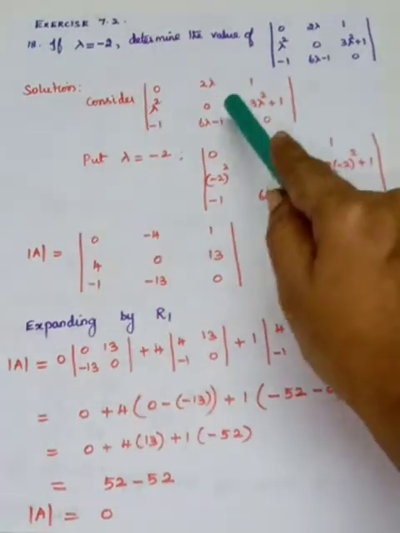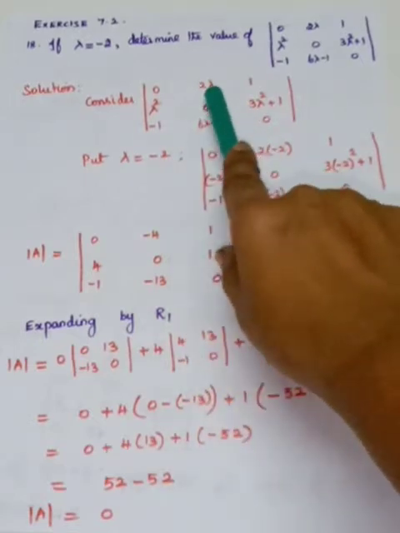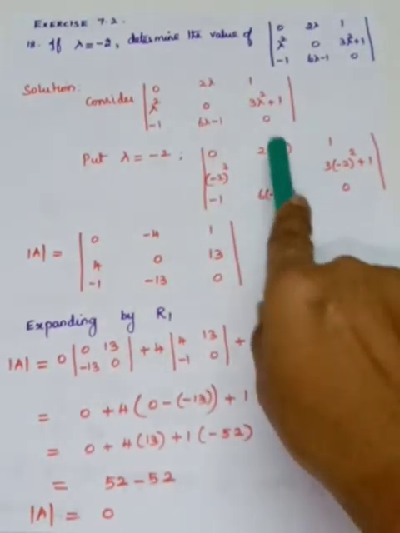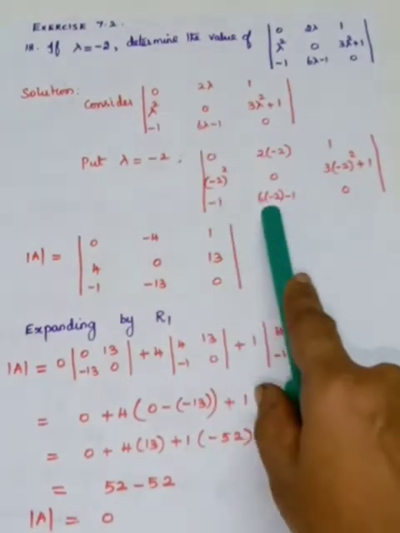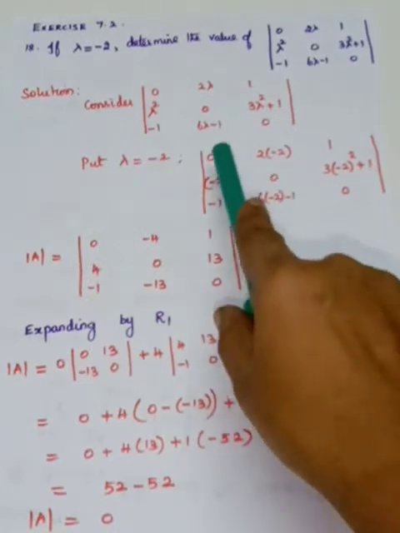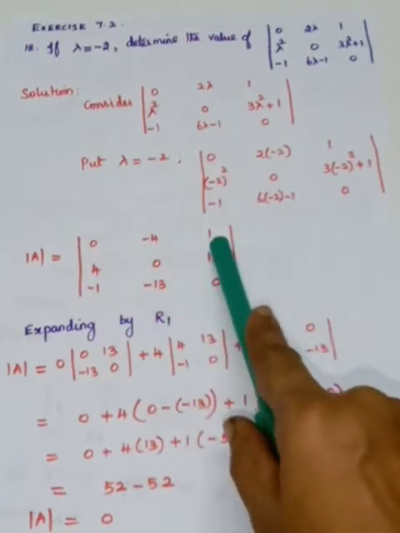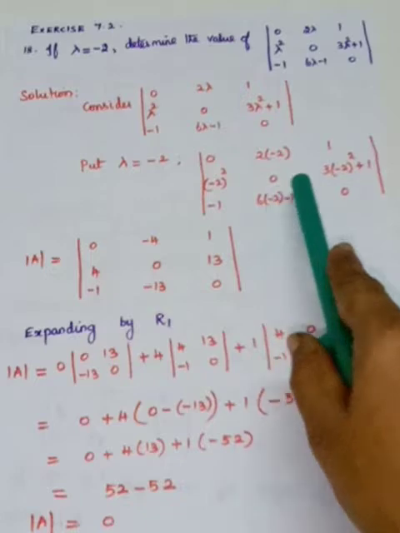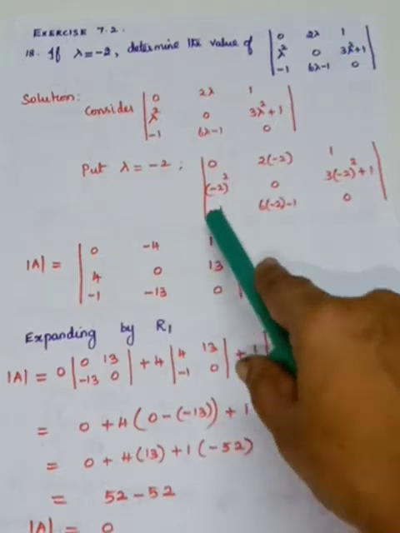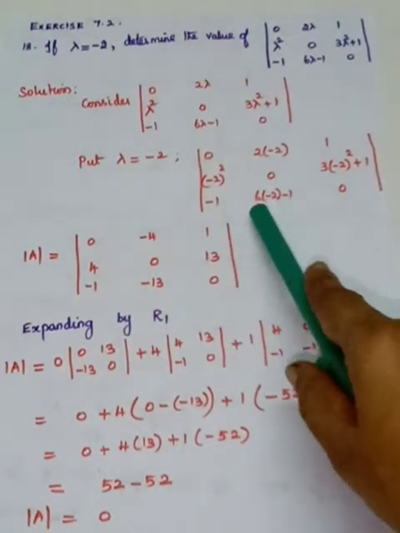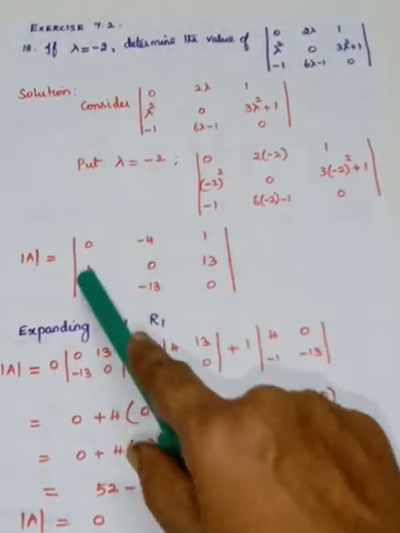Okay, so I'll consider the determinant. In that I have to substitute lambda equal to minus 2. Wherever you have lambda, you have to substitute minus 2. Here, 3 into minus 2 the whole square plus 1. Here you have 6 into minus 2 minus 1. So it is 0. 2 into minus 2 is minus 4. Here 1. Minus 2 the whole square is 4, 4 3s are 12, 12 plus 1 is 13. And here minus 1 is written as it is. 6 into minus 2 is minus 12, minus 12 minus 1 is minus 13. Here you have 0. So you will get the determinant.